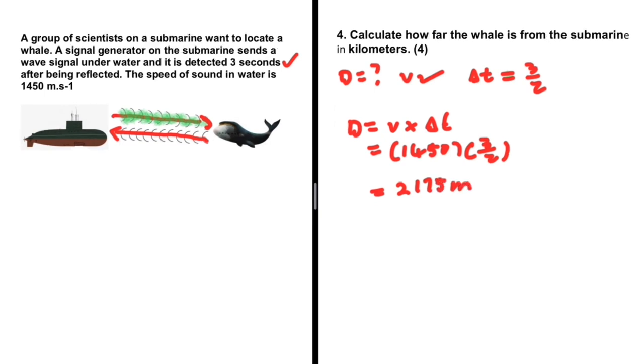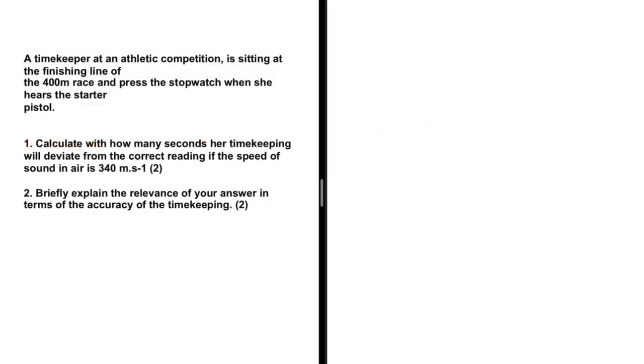Hold on. The question says in kilometers, not in meters. So we actually have to divide this distance by 1000 in order to convert the meters to kilometers. So let's go ahead and do that. The distance will be equal to 2175 divided by 1000, and then our answer rounded off to 2 decimal places will be 2.18 kilometers.